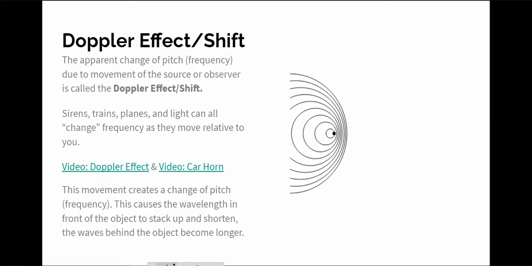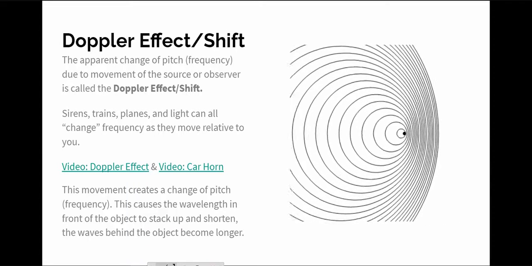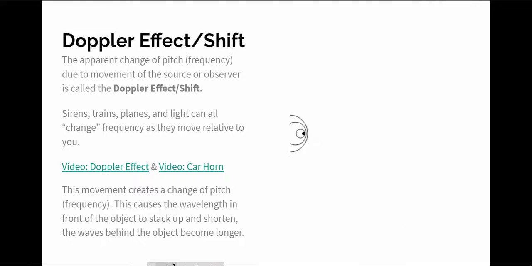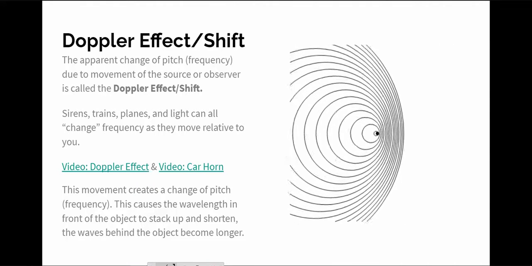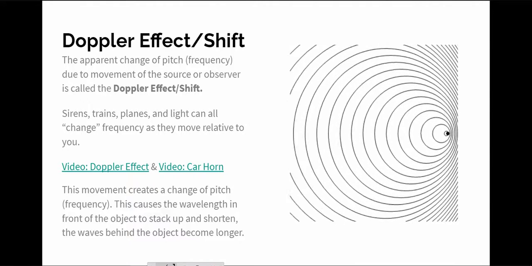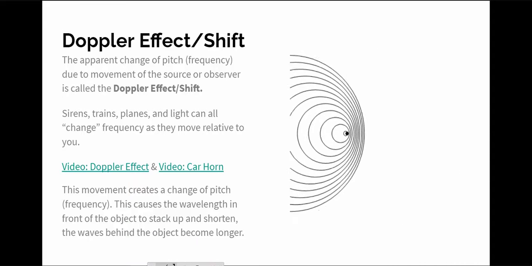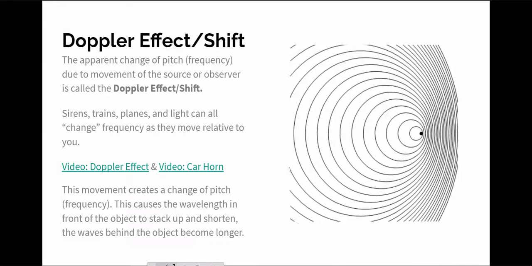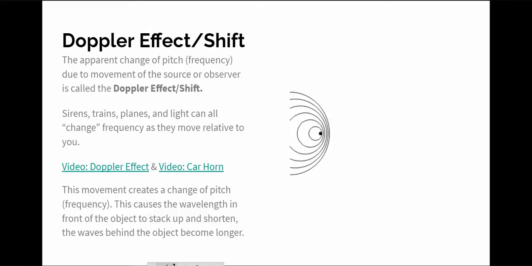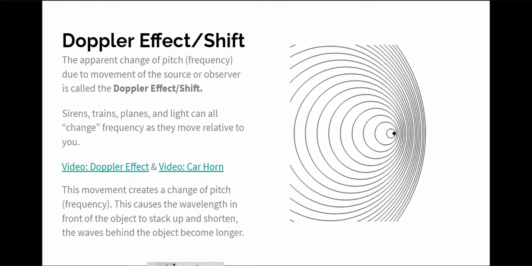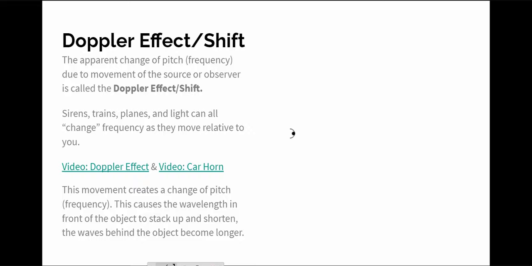But what's interesting is, let's reverse the thing. Let's say that the source of the wave is me and you go by. Well, the same thing would happen. If you're coming towards me, the waves would be closer together, and if you're going away from me, the waves would be further apart.